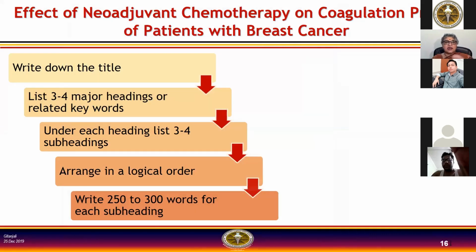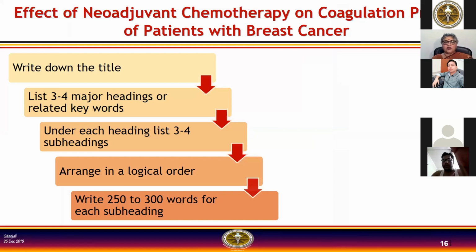So look at this title. This is another thesis title: Effect of Neoadjuvant Chemotherapy on Coagulation Profile of Patients with Breast Cancer. So again, if you are doing this type of thing, we have written down the title. Now, major 3 or 4 headings or related keywords.